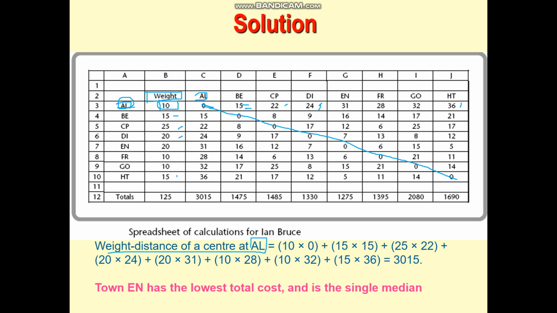Then you can see here the weight distance of a center at AL. Here is the total weight distance of a center at BE. So we compare those numbers and we can see that if we locate the facility, the logistics center, in EN, it will give the smallest value of the weight distance. So we choose EN to be the single median.